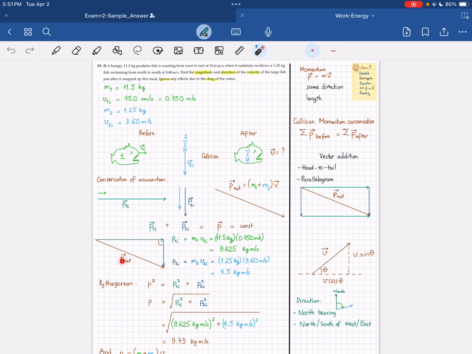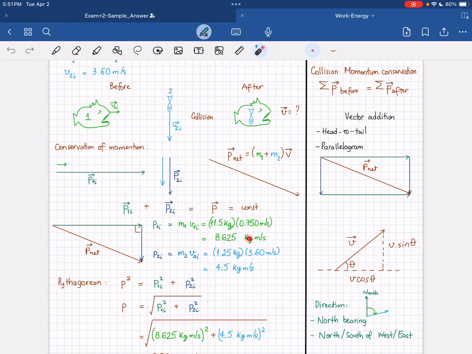So then to find this one, it's just like we find the length of this one, which is m v_i1, which means the initial momentum of the first object, the big fish. Just plug in the values, then you can see that the unit of momentum should be kilogram meter per second. Just multiply the numerical values together and put the units together, then we got this one. The same thing for p_2i, the initial momentum of the second object, which is the little fish. So then just plug in the values again, and we got this one.